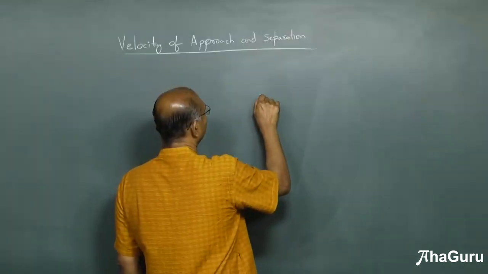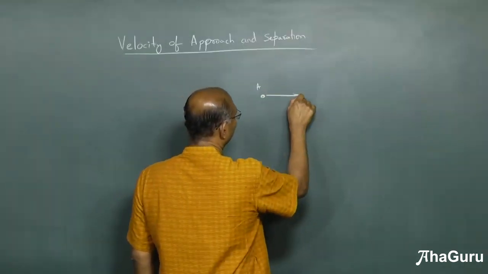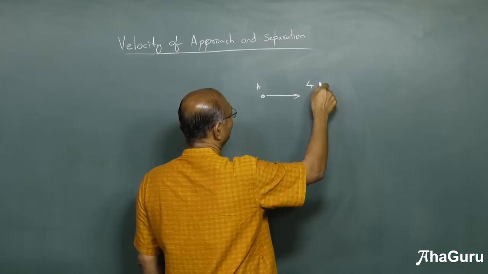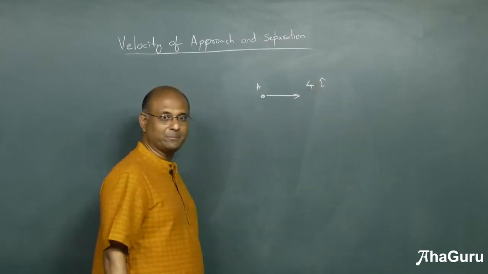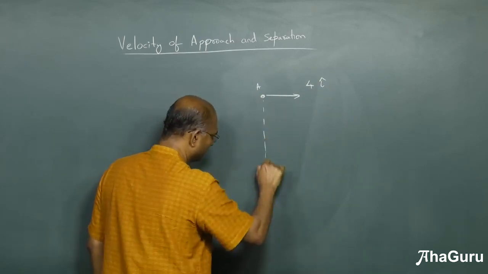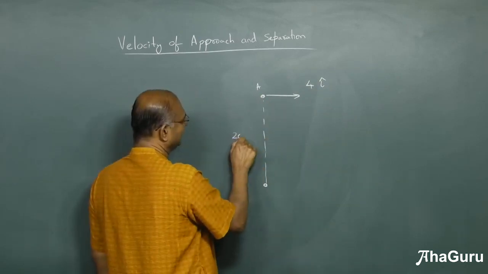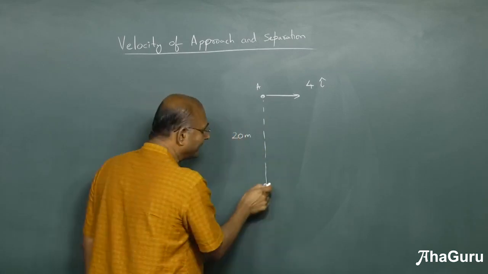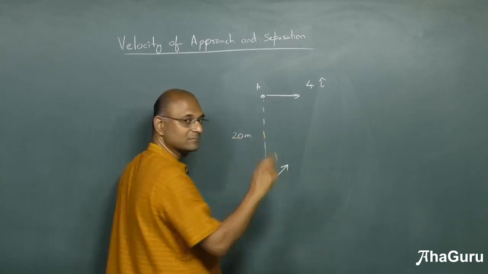So now let us look at this case where A is moving horizontally. I am going to say that it has a velocity of 4 i cap. And let us say that B is somewhere here, right below, and let's say the distance between them is 20 meters. And B has a velocity like this.